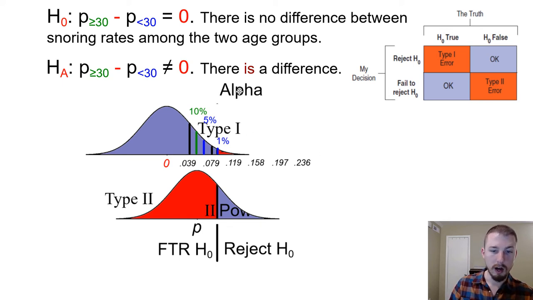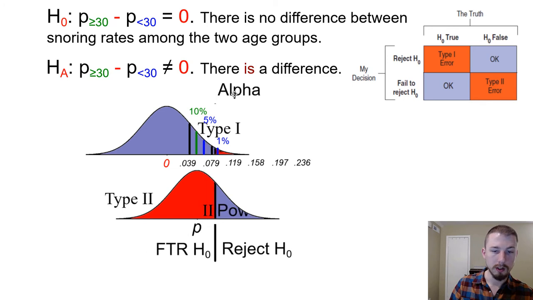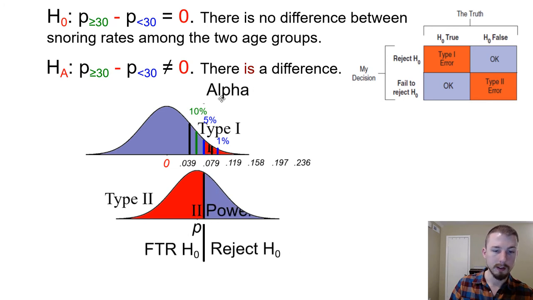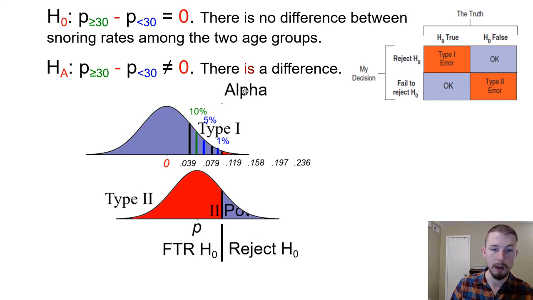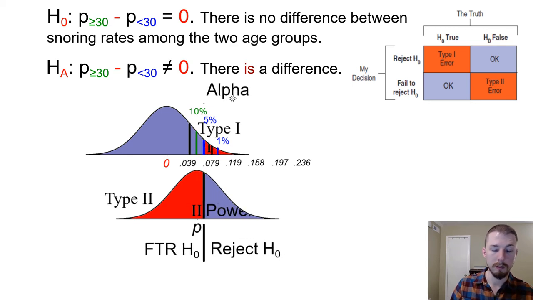Whatever we set our alpha level to, 5% or 1% or whatever that is, that's going to be the probability of our type 1 error. A type 1 error would be that we thought there was a difference when there actually wasn't, and that was just because it was in the top 5% of sampling variation, which can happen 5%, 10%, or 1% of the time. So we probably would have selected an alpha level of 5%.